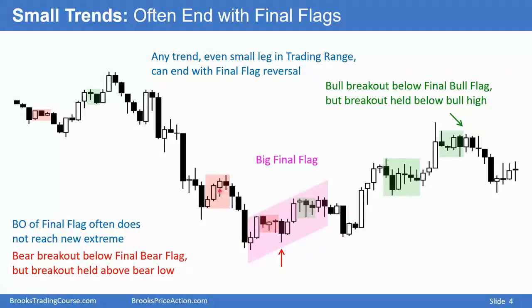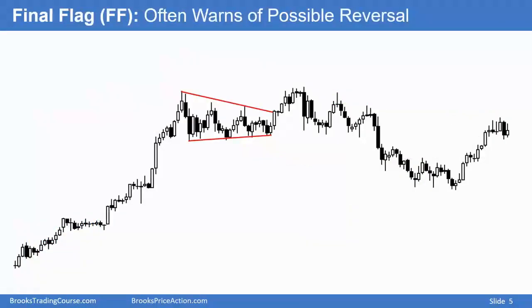This is a final flag, led to a new low and a reversal up. A small final flag here, a bigger final bear flag here. We have a bear breakout, yet no new low, and the reversal up took place from a higher low. This is still a final flag in the bear trend. Back to a bull trend and a triangle.